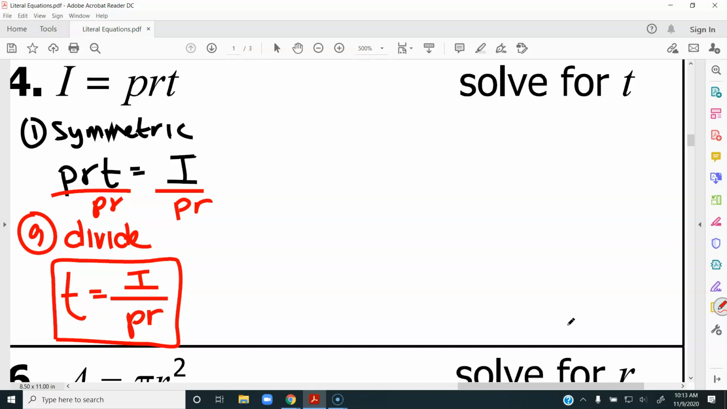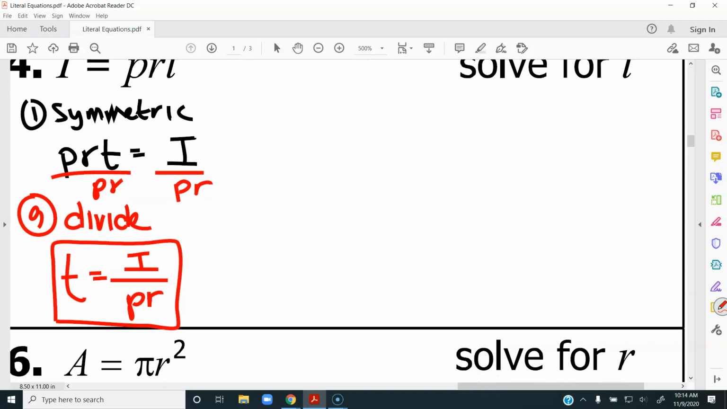Okay? So hopefully I'm not going too fast for you guys. Right now, they really are just almost one step, maybe 2 steps if we're going to count the symmetric property as a step.